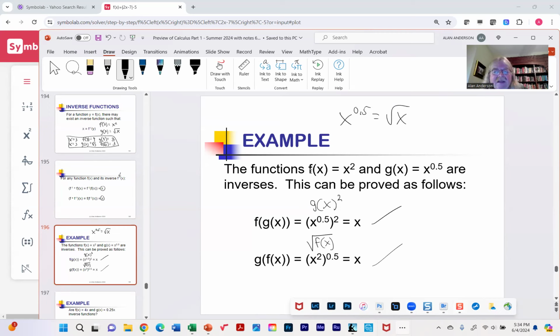But what we haven't answered yet is the question: how do we find these in the first place? In other words, what if we didn't know that these were inverses of each other? How could we take one and find the inverse?